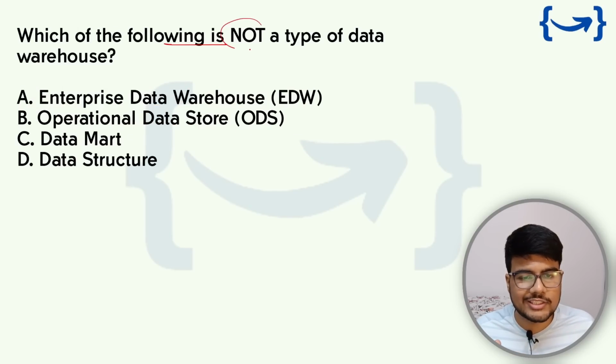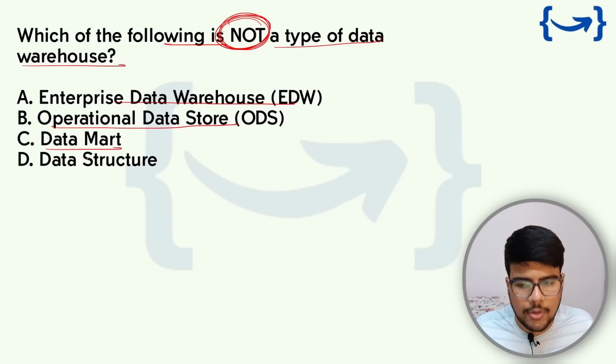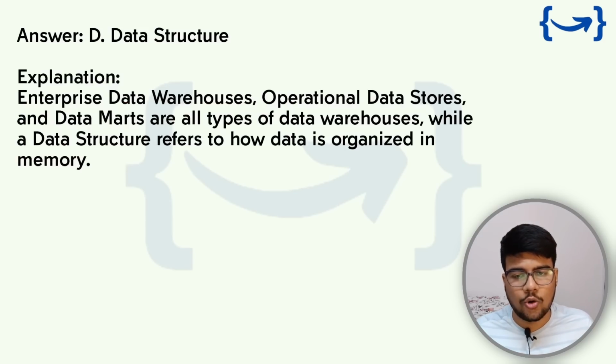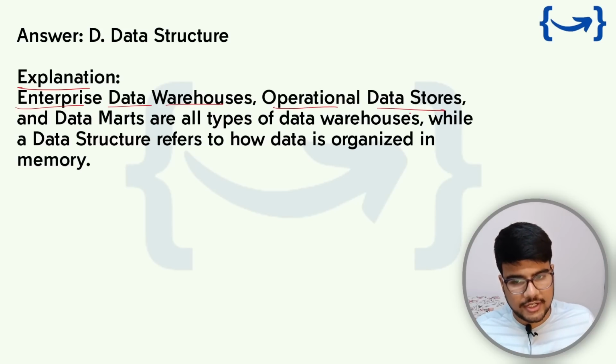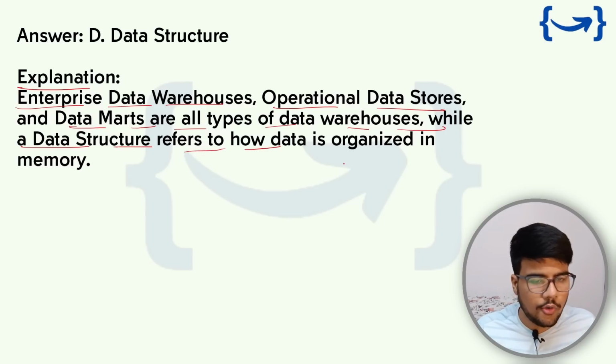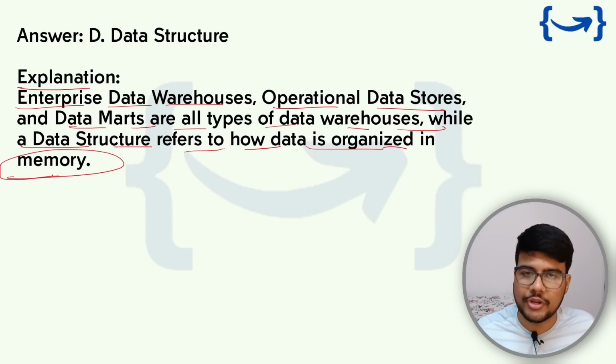Which of the following is not a type of data warehouse? Enterprise data warehouse, operational data store, data mart, data structure. Data structure is not a data warehouse. It's a technique to manipulate data. So yeah, the correct option would be D. Let's check that out. Yes. Explanation: enterprise data warehouses, operational data stores, and data marts are all types of data warehouses, while a data structure refers to how data is organized in memory. Easy question, very easy problem.